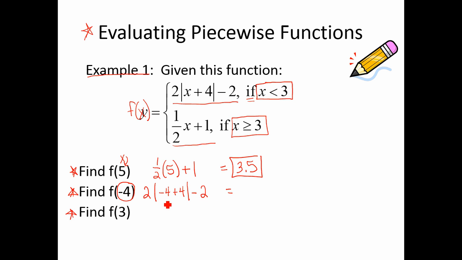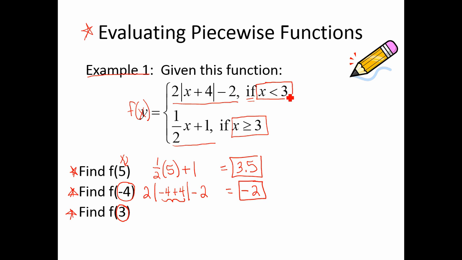So if I go to do my calculations, negative 4 plus 4 is 0. The absolute value of 0 is still 0. Times the 2 in front, still 0, minus 2, negative 2. So using mental math, calculators, whatever you need, we're just finding that value after we plug it into the appropriate piece. Now what if the x value is 3?